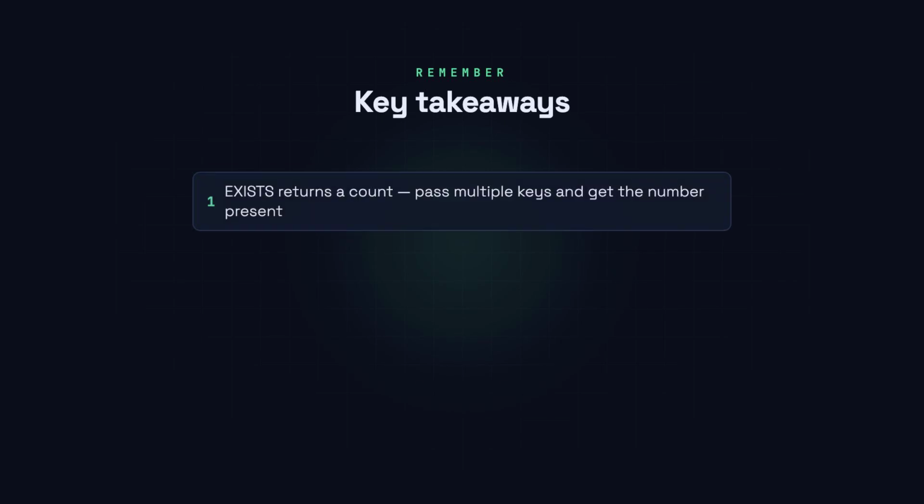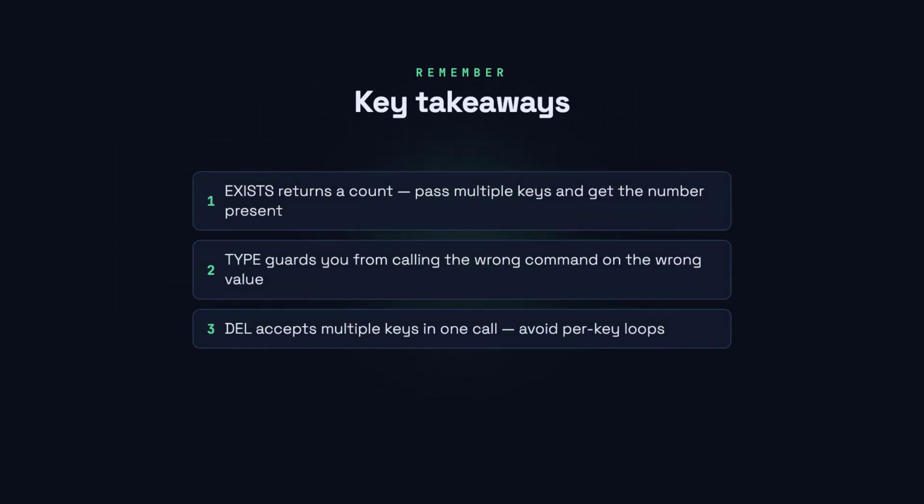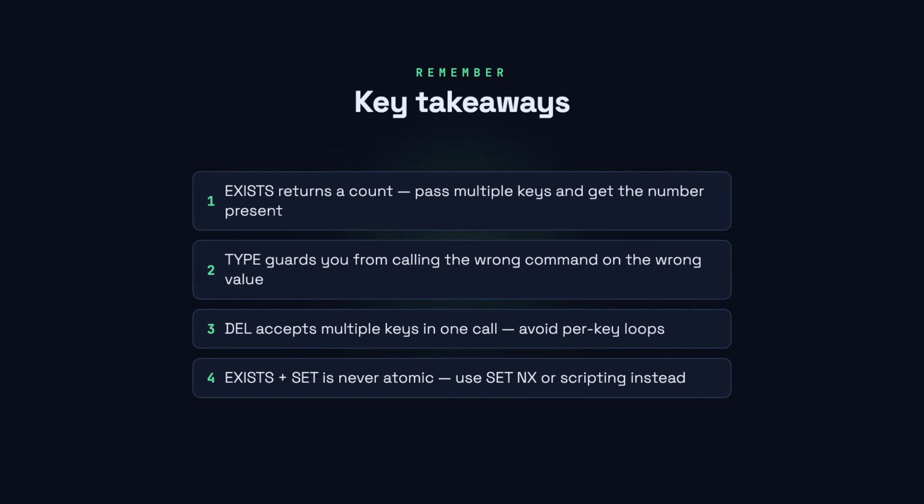Remember, exists, delete, and type are your first line of defense when inspecting the key space. Just never treat exists plus a write as atomic. Redis gives you set NX for that.